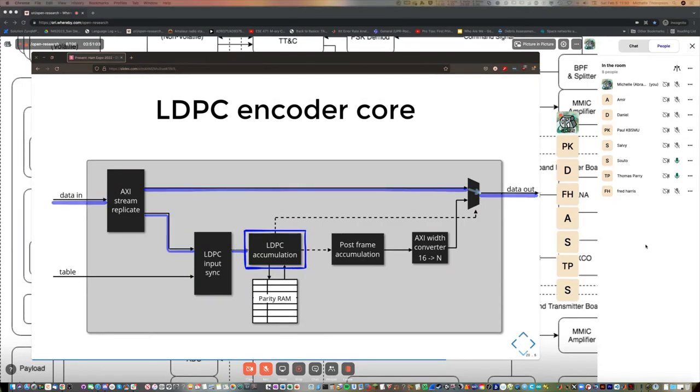So the LDPC accumulation logic uses offsets from the LDPC table to XOR data in the associated positions of the parity RAM. And while that's going on, it will keep the output mux selecting data from the extra stream replicate, and that is essentially the baseband plus BCH FEC frame passing through. So once the input frame completes, it will switch to receive data from the post frame accumulation slash width conversion.